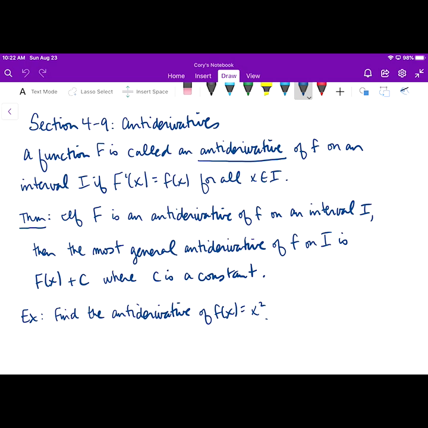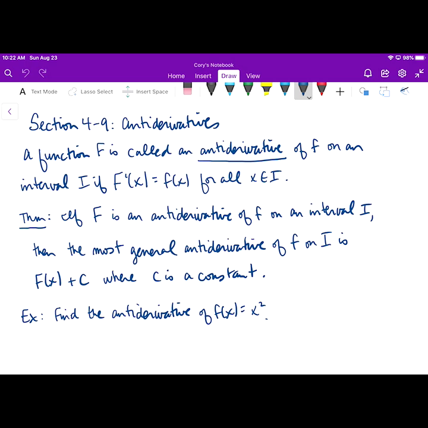Okay, so anytime a function capital F is an antiderivative of the function lowercase f, you should be able to take the derivative of capital F and it gives you the function lowercase f. So for you guys, at least those of you in pre-calc, you've been working entirely with derivatives, so you're going to have to totally change the way you look at functions now when taking antiderivatives.